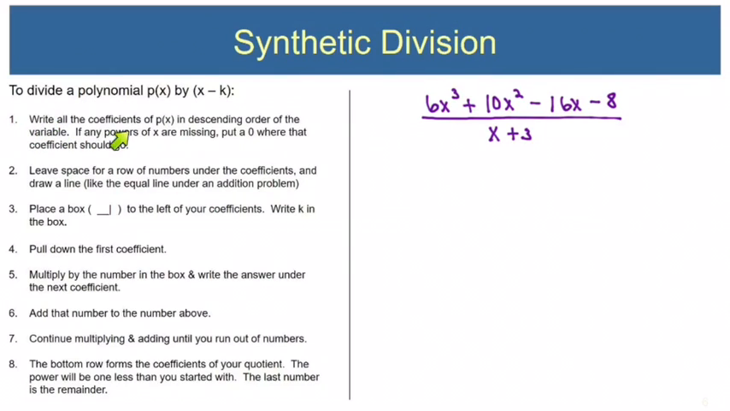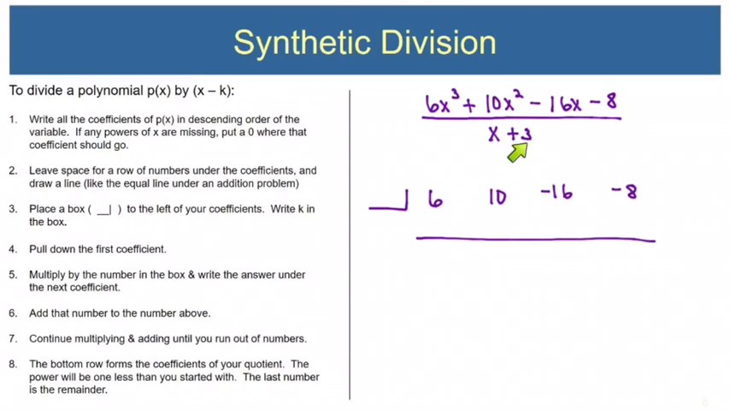So first, write all the coefficients of your polynomial in descending order of the variable. If any powers of x are missing, put a 0 where that coefficient should go. So let's see, I'm starting here with x to the third, and then x to the second, and then x to the first, and then the constant. So there are no missing powers. We won't need a 0. Let's go ahead and write down our coefficients. And then leave a space for a row of numbers and draw a line. And place a box like this to the left of your coefficients. And write k in the box.